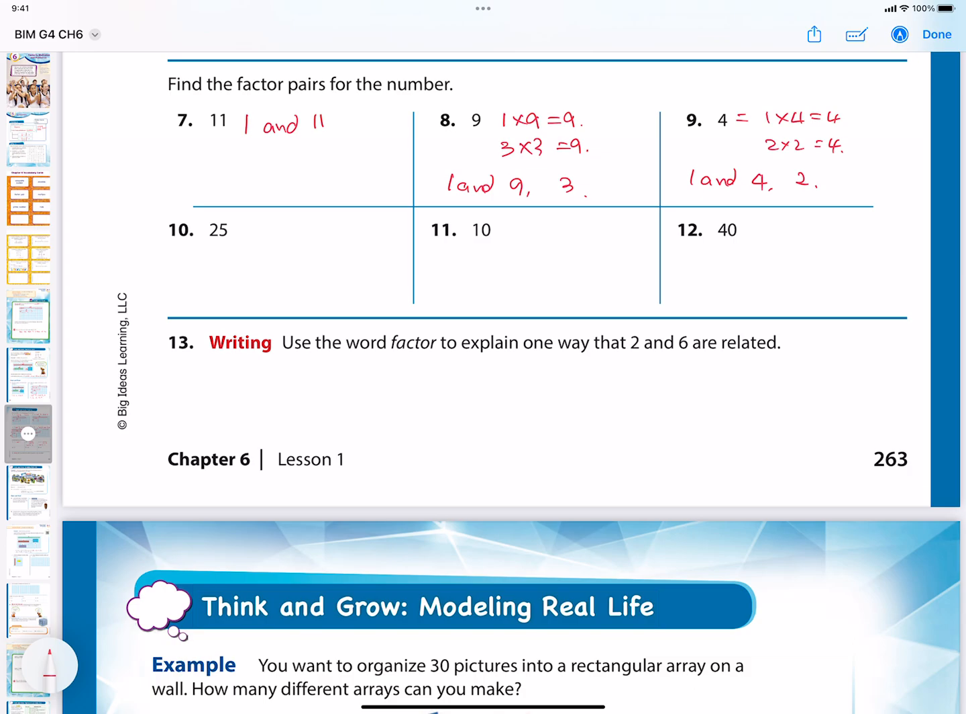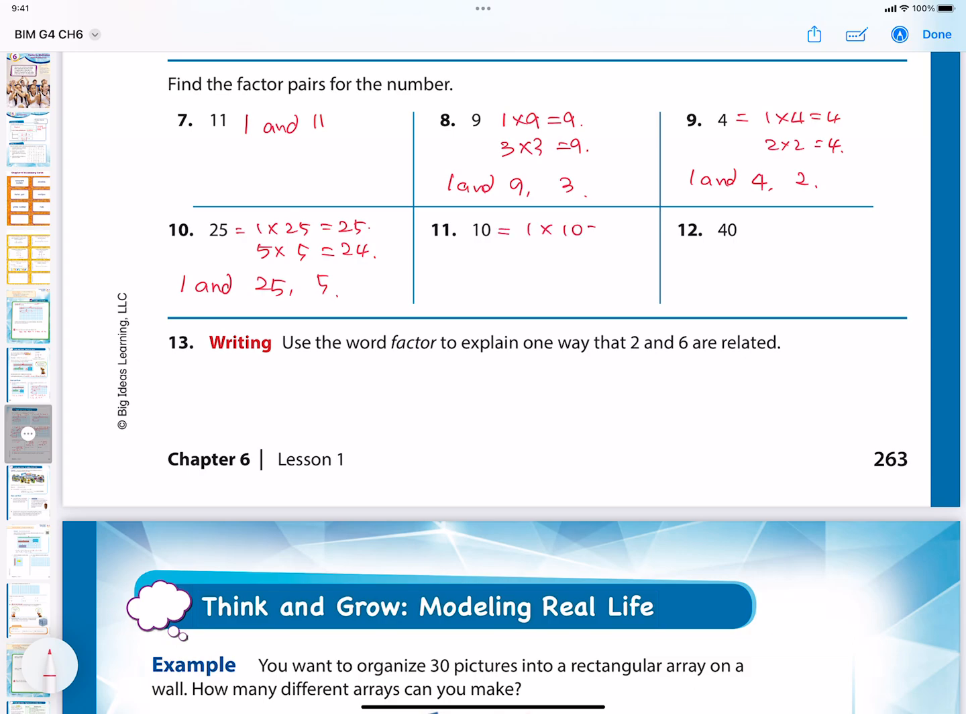Okay, now what about number 25? I know 1 times 25 is 25. What else? 2? No. 3? No. 4? No. 5? Yes. 5 times 5 is 25. So the factor pairs are what? Yes, factor pairs are 1 and 25 and 5 times 5. So I'm going to write just 5. Okay, that's it.